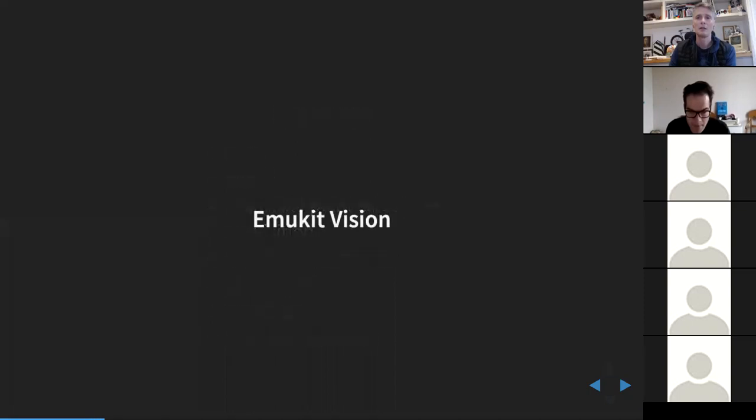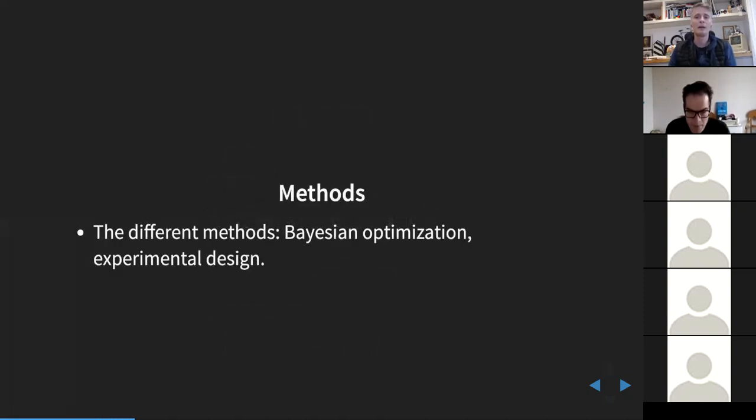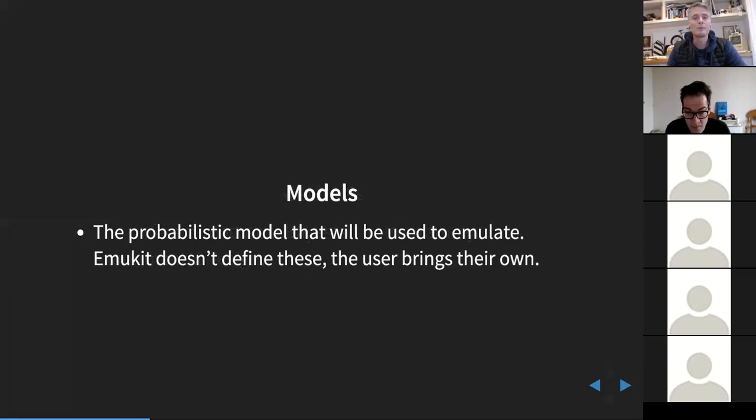Okay. So here's the EmuKit vision. The idea is we've got different methods, things like Bayesian optimization and experimental design that we want to use. And we're going to have different probabilistic models that can be used to emulate the system. So EmuKit doesn't define these. Well, there's one, and you'll see that in the tutorial, called simple Gaussian process regression, which is just there for demo purposes. But basically the idea is we don't have to rely on someone's particular implementation of Gaussian process. Of course, GPy is by far the best implementation, and all other implementations are rubbish.